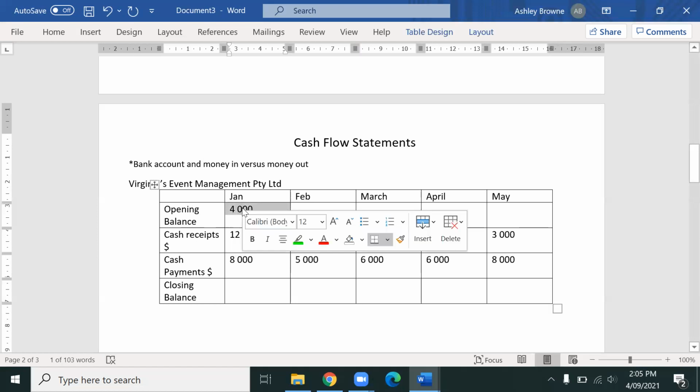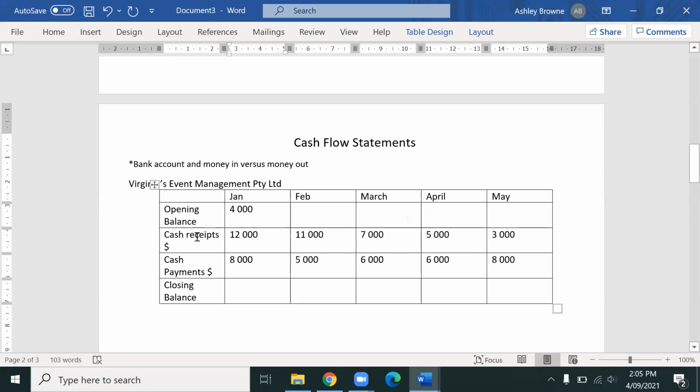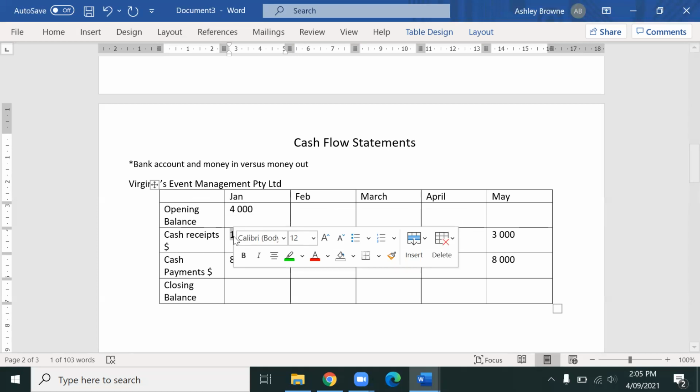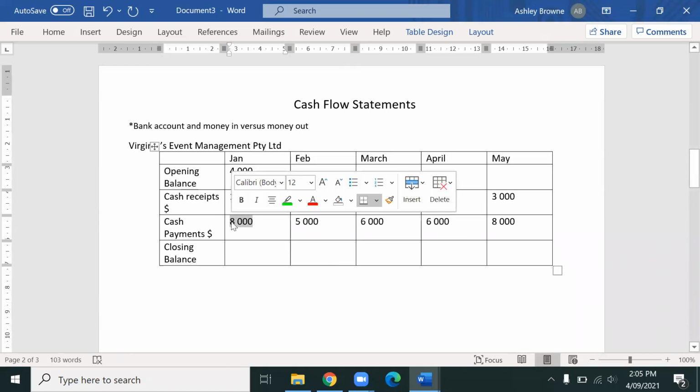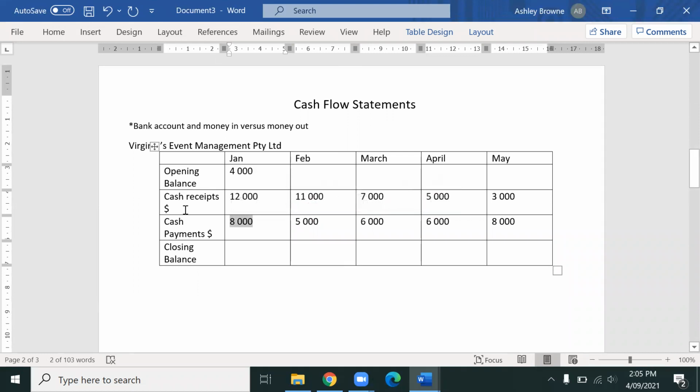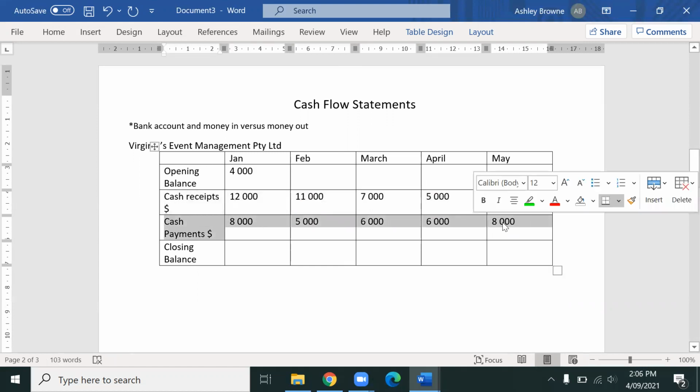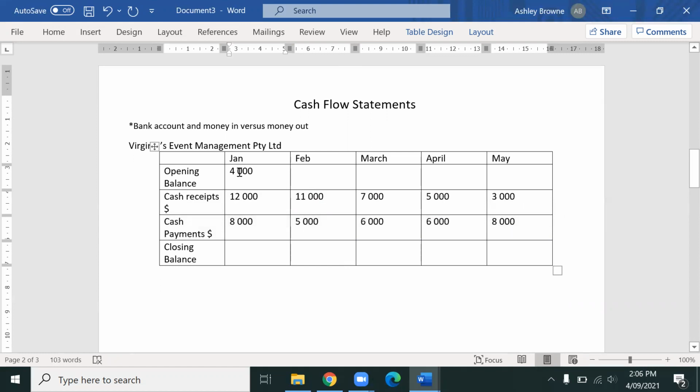And cash receipts or cash sales. Okay, that's what goes in. And then what goes out, these cash outflows, cash payments, different names for it. But all of these are things that have gone in, all the things that have gone out, and what you have in at the start of the time period.